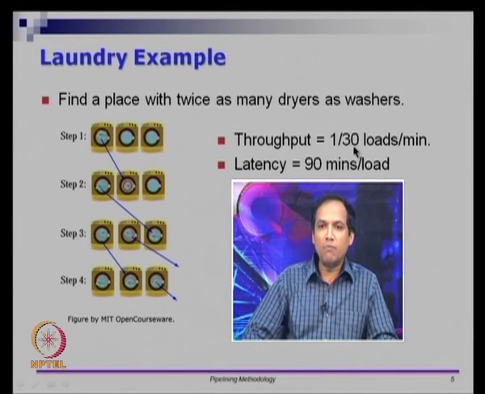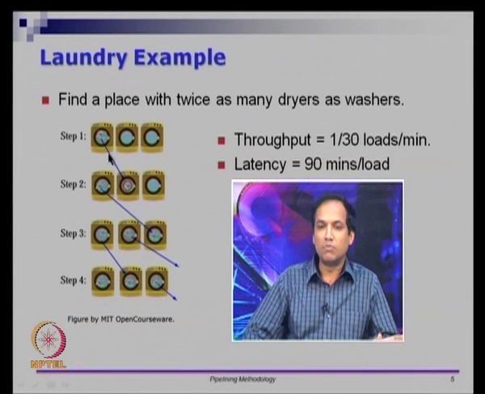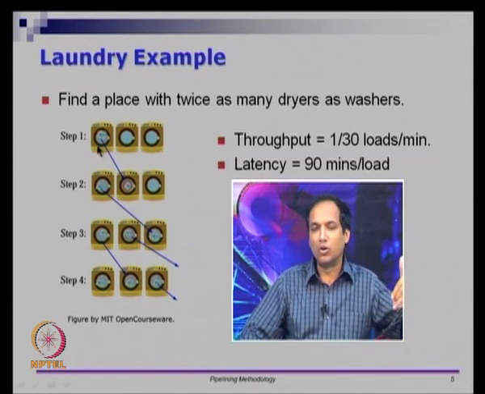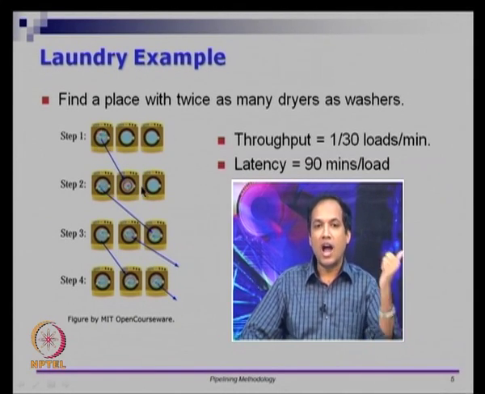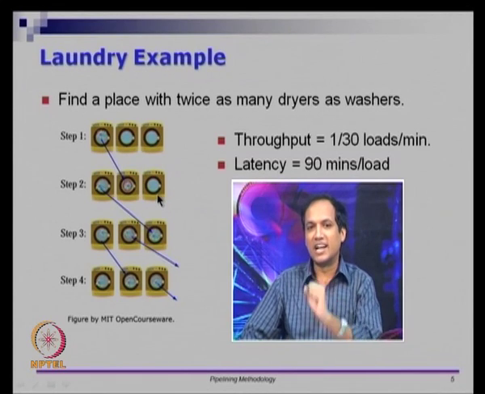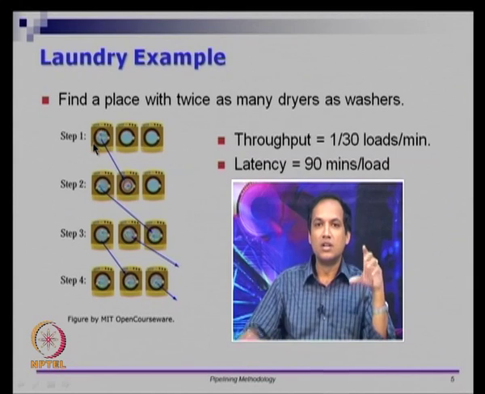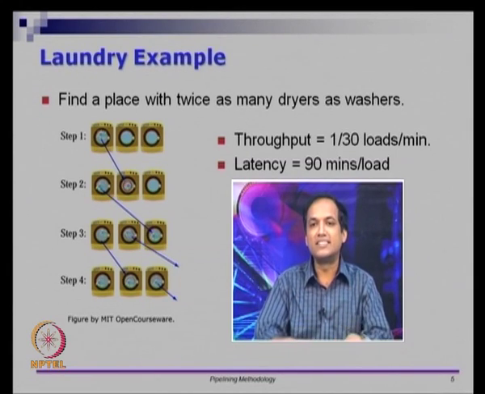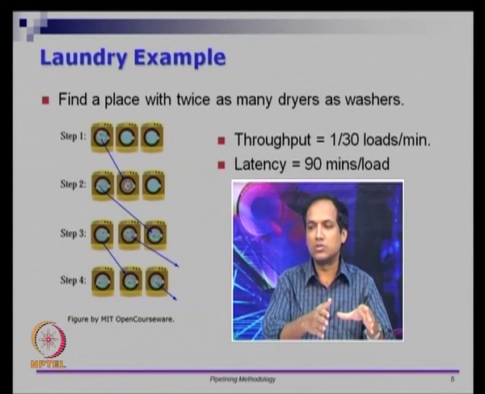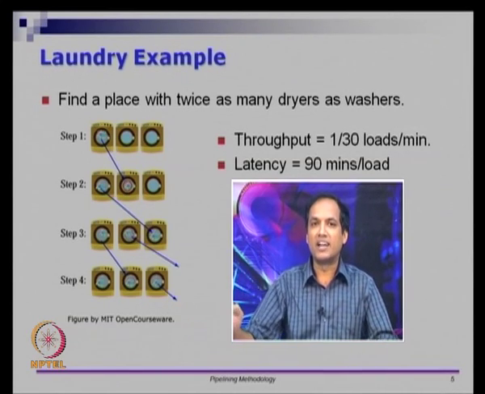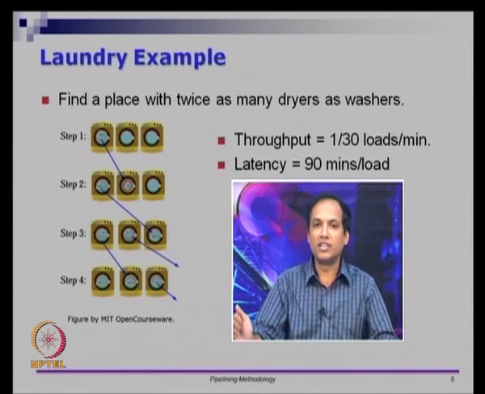is now going to become 1 by 30, and the latency is still only 90 minutes per load, because a single set of clothes will require one wash and there will always be a dryer that will be ready. So, one wash plus one dry is 90 time units. There is no wet clothes sitting inside the washer anymore. We do not need that anymore. As soon as the clothes are washed, I will know that there will be a dryer that is ready. I can take that and put it in that dryer.